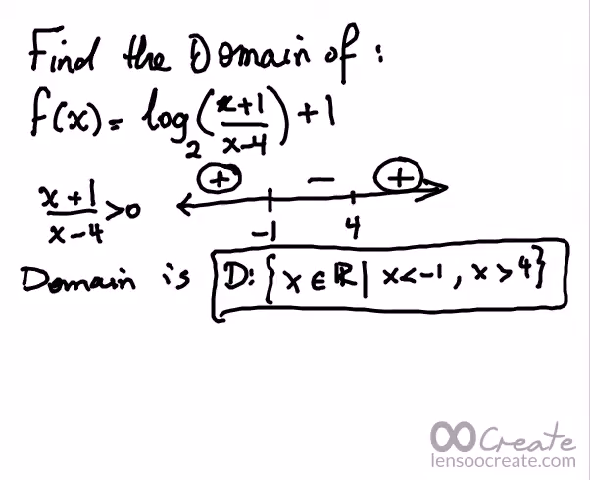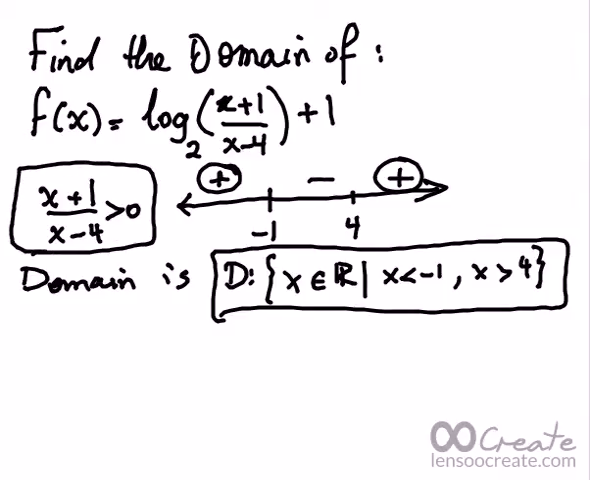We will be finding the domain of a combined function. This function is a combination of a logarithmic and a rational expression: log base 2 of (x plus 1 over x minus 4) plus 1. In order for this function to exist, the argument, which is x plus 1 over x minus 4, must be greater than 0, as stated in here.